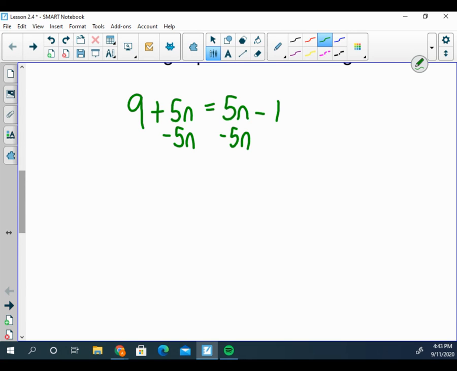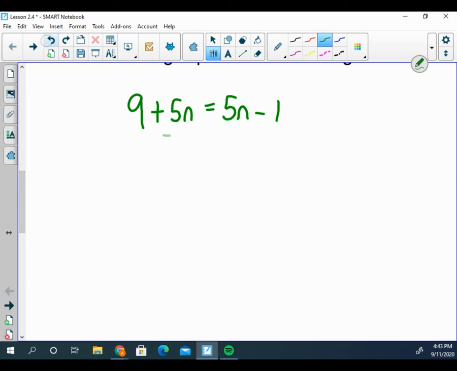All right, well, I'm going along here. Subtract 5n, that cancels, and whoa. 5n minus 5n, that cancels as well. So I'm left with 9 equals negative 1. That doesn't seem right. 9 equals negative 1. Oh, that's not possible. So I must have messed up.